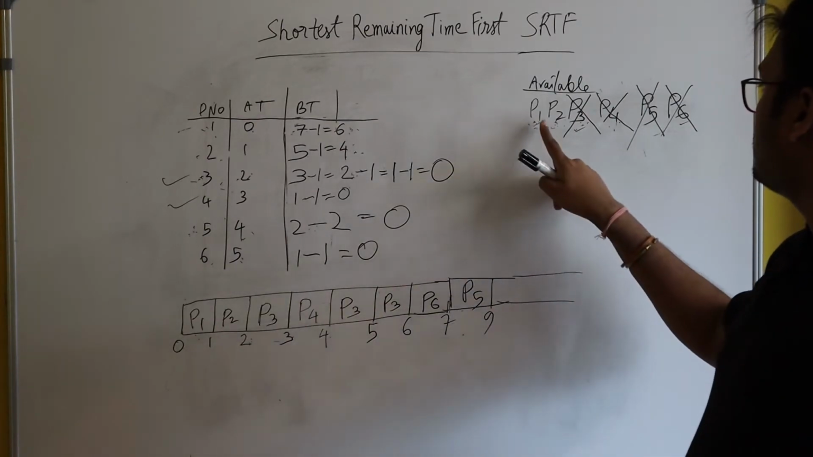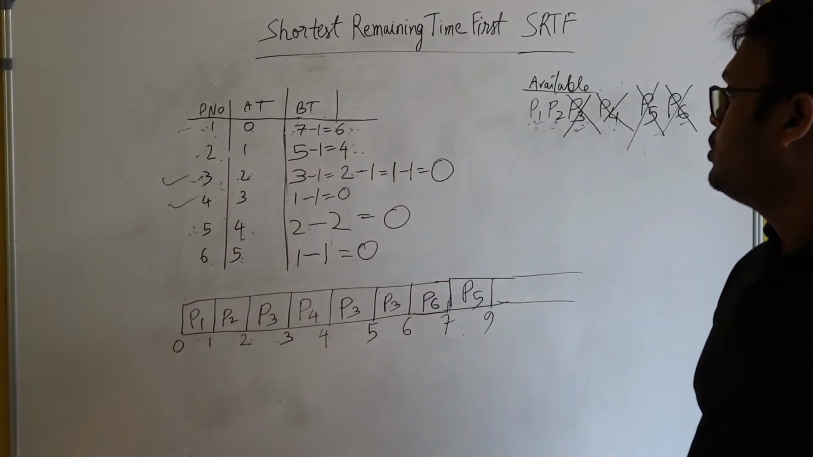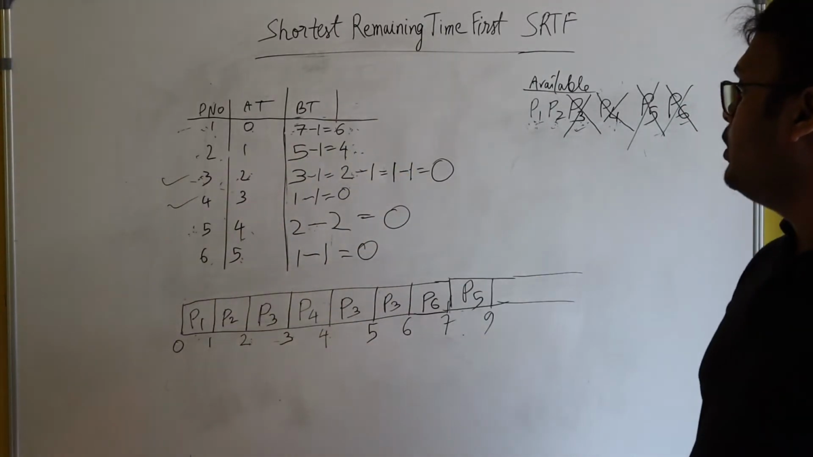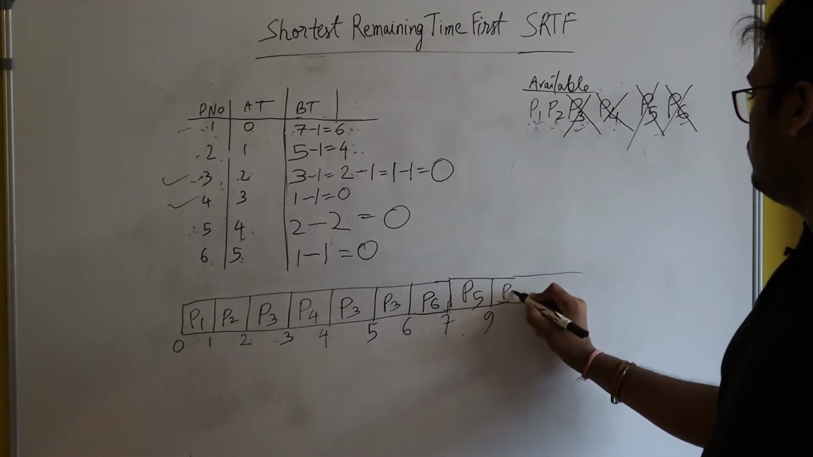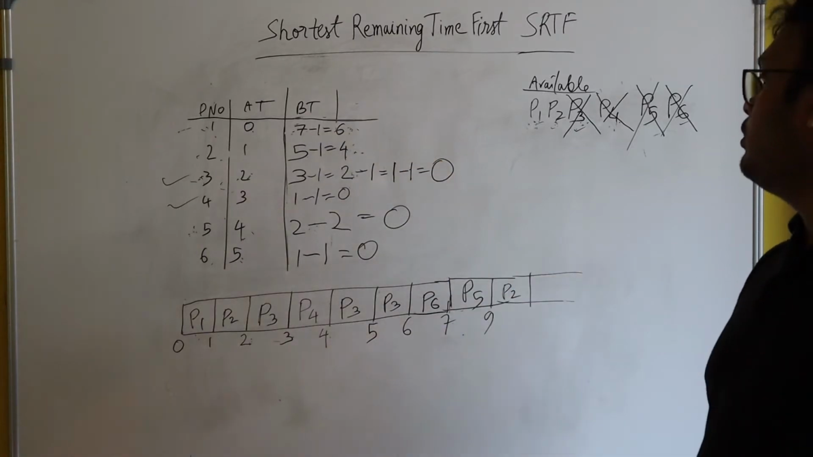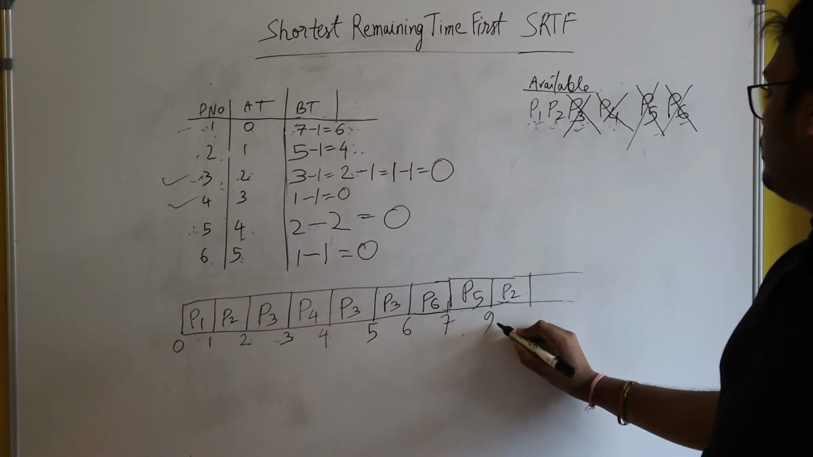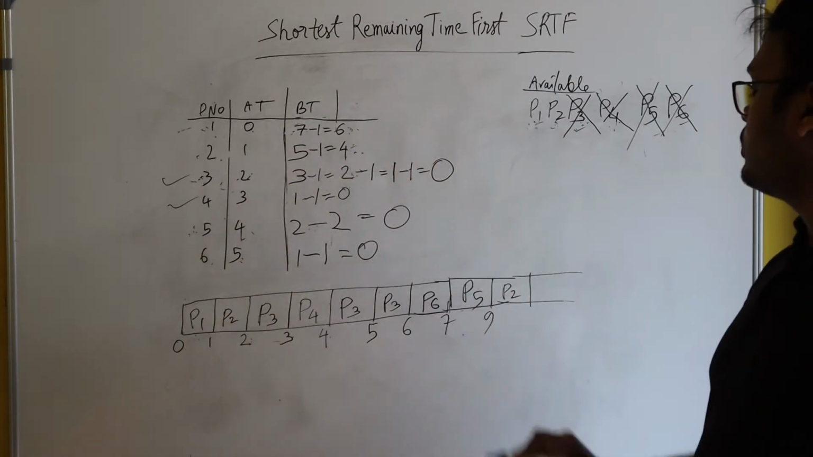Now the available processes are P1 and P2. P2 will be scheduled as P2 has lower burst time. Among 6 and 4, 4 is shorter. So P2 is scheduled, and P2 will run for 4 seconds because it has 4 seconds left.